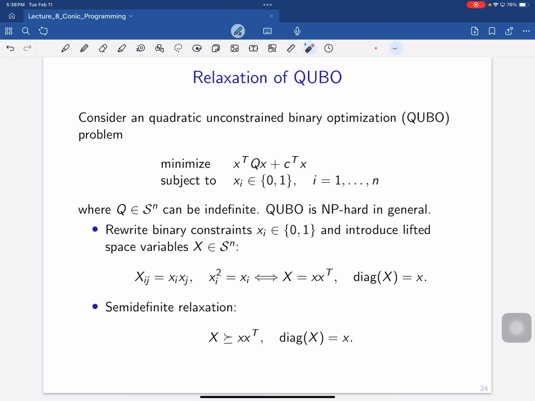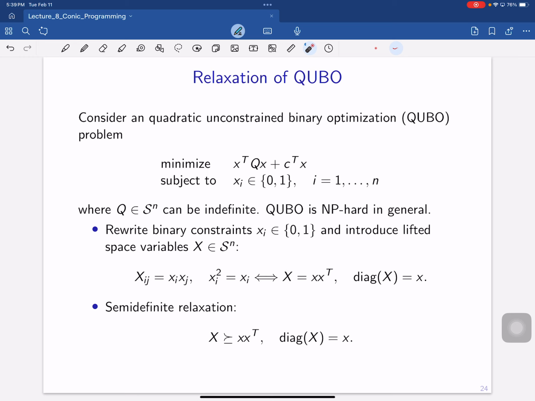So what is a quadratic unconstrained binary optimization problem? Here, all the variables xi are binary variables, right? So xi is a 0-1 variable here, and the objective is a quadratic function of x plus a linear function of x. Okay, so how do we solve this problem? Here Q is not positive semi-definite, right? So even if you relax the x variable to be continuous, the objective is non-convex. Q is indefinite, and this QUBO problem is NP-hard in general.